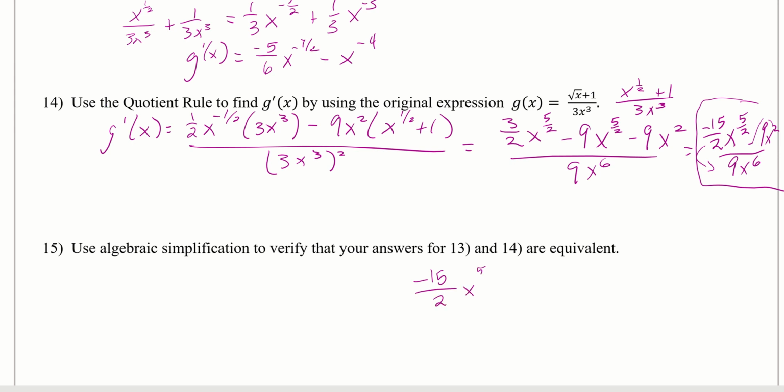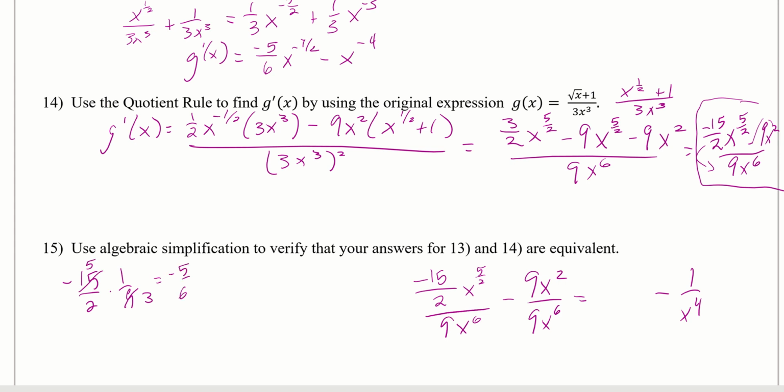So x to the 5/2 over 9x to the 6th minus 9x squared over 9x to the 6th. The second one's easy peasy for sure, because they just cancel and leave you with 1 over x to the 4th. And so here, dealing with this fraction, if I skip, flip, and multiply, I'll bring it over here, negative 15 over 2 times 1/9. So you can reduce a little bit, call that a 3, call that a 5. So I end up with negative 5/6. Okay, that's looking good.